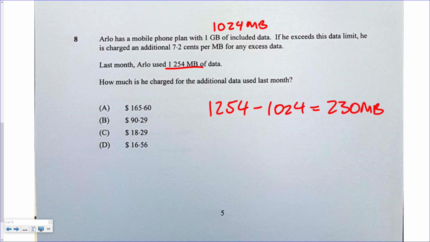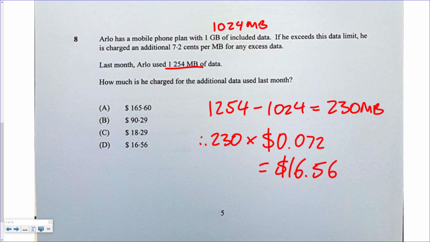So what we're seeing here is they got that first 1 gigabyte for free, but then they need to pay 7.2 cents for every megabyte over. So now we found how much over we are. We now need to times that by 7.2 cents. Now you need to be careful here. It's 7.2 cents, not $7.2. So therefore, if we're going to change this into dollars, we're going to do 230 times $0.072. Okay, because we've got 7.2 cents, which when you put that in, gives you $16.56. So here's D.